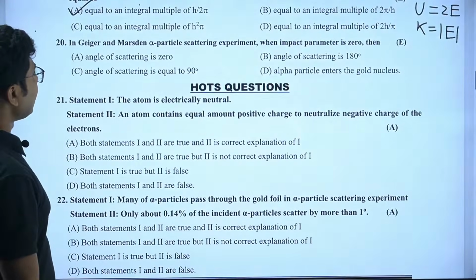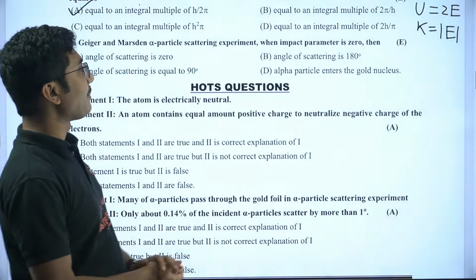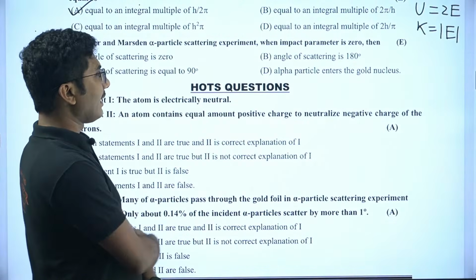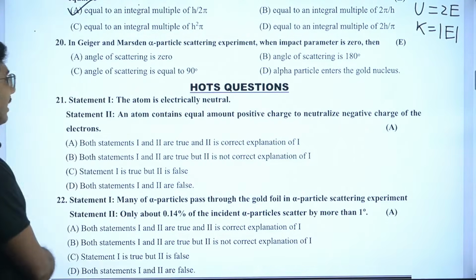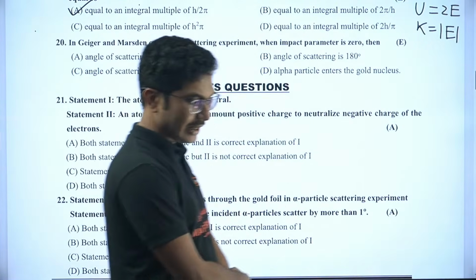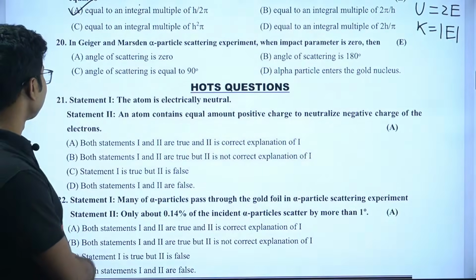In the Geiger-Marsden Rutherford alpha particle scattering experiment, when the impact parameter is 0, then the angle of scattering is 0, or 180 degrees, or 90 degrees, or the alpha particle enters the gold nucleus directly. So, what is the correct answer?